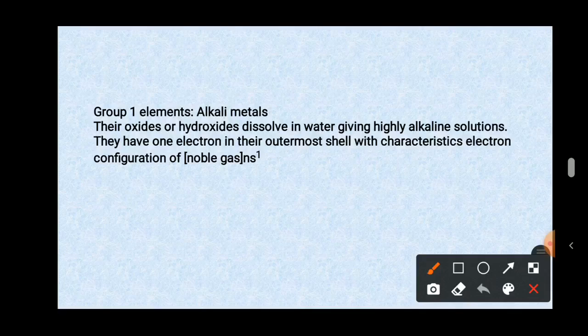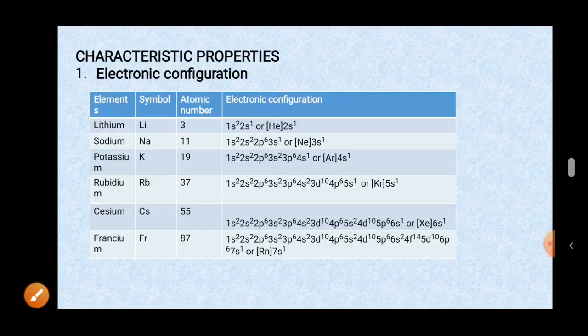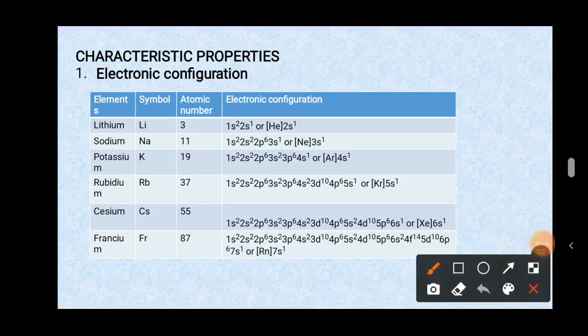This you already studied. The next part is characteristic properties. Now we'll study one by one what the characteristic properties are. The first one, a very important concept, is electronic configuration. Here you can see the table. One by one I have written lithium, symbol Li. Sodium, Na. Potassium, K. Rubidium, Rb. Cesium, Cs. Francium, Fr. Francium is a radioactive element. You can see the atomic number.